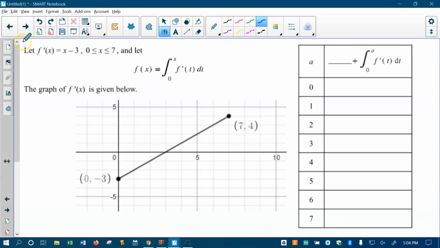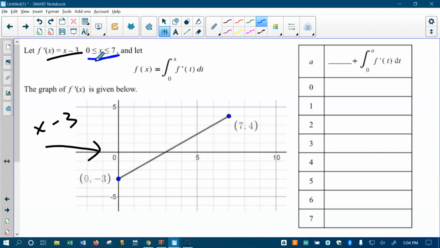So here is what you have on the page. I just put them side by side so you can see what's going on and for a little room for scratch work. Again, we have that differential equation. The differential equation graph is a graph of x minus 3. We are bounded from x equals 0 to x equals 7 because that's what the constraints are. And again, this graph is the derivative.